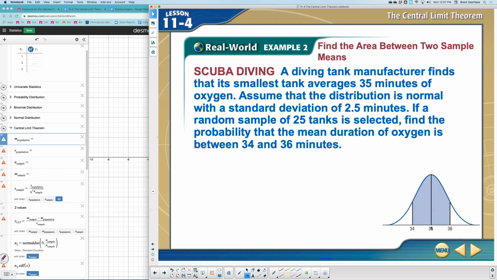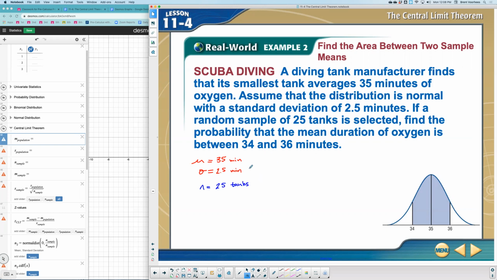Okay, so again, we're going to use the central limit theorem here because we're dealing with a certain number of random samples of the whole. So what we know is on the population, the mean of the population is 35 minutes. And the standard deviation of the population, or the whole, if you will, is 2.5 minutes. Now, we are going to look at a random sample of 25 tanks. So that's our N. So N is 25 tanks.